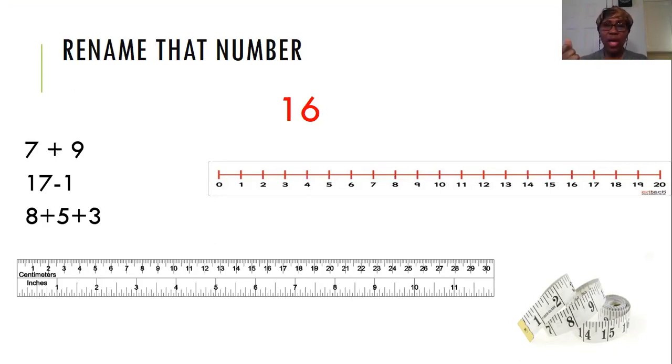Let's first add 5. We're going to grab 8. Let's add 5: 9, 10, 11, 12, 13. So 8 plus 5 is 13. Grab 13. What's the last number here? 3. So we're going to add 3: 13, 14, 15, 16. Did we get there? Yes, we did. Give me a high five.